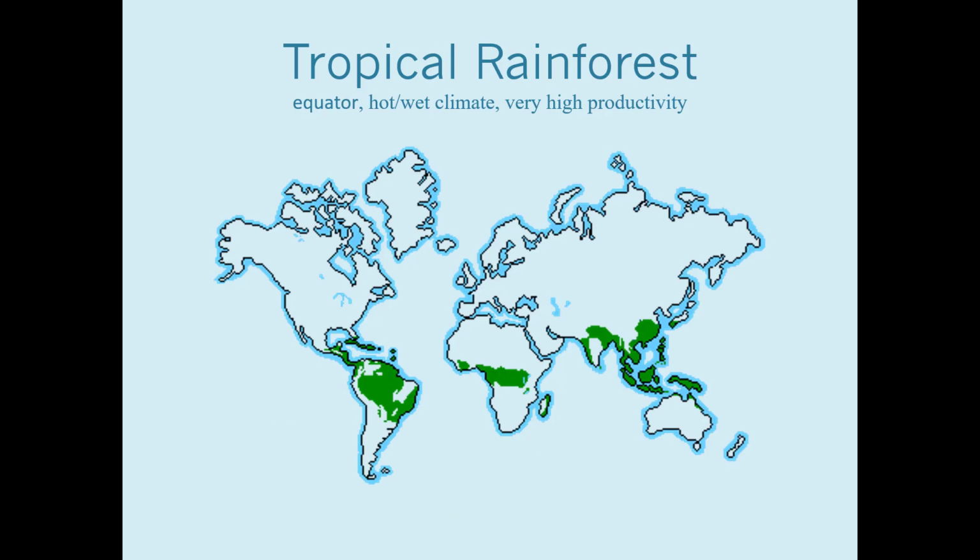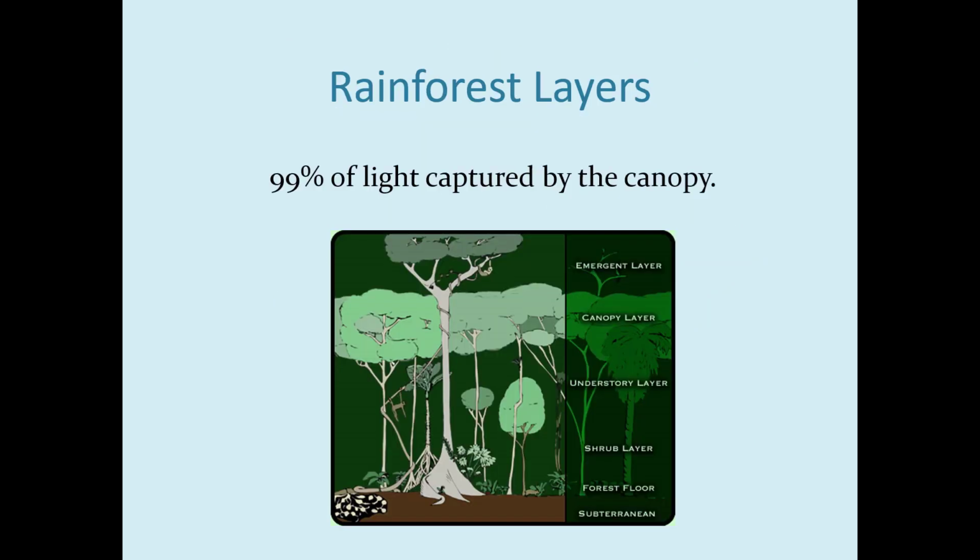Okay, tropical rainforest is found pretty much right at the equator. It's hot and wet, with very high productivity. This is something you may want to sketch out: you need to know the layers of the forest.